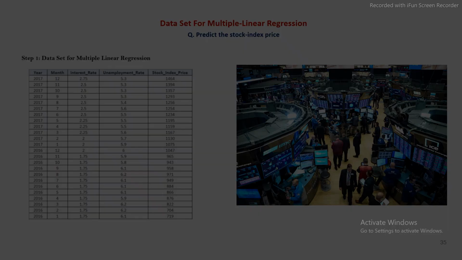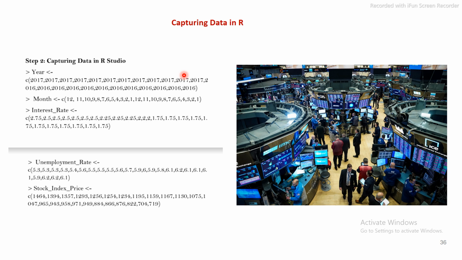Okay. So how are we going to predict the price? I have just used it in R, so don't get confused. I'll show you in the next class in Python as well. So year is an independent variable, month, interest rate, unemployment rate. These all are your independent variables. The last one is stock index price, your dependent variable.